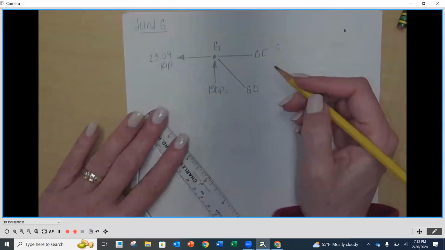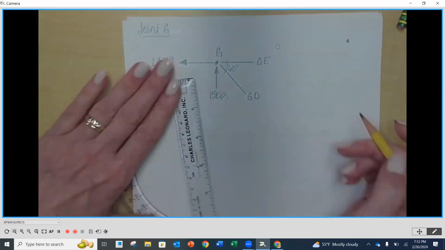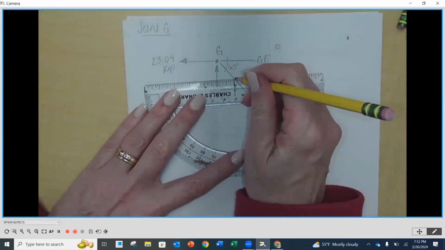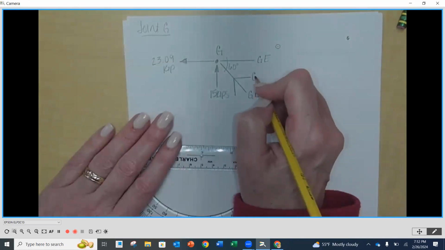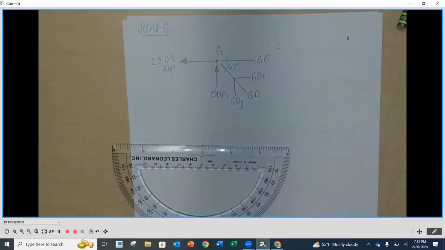Now, as we look here, GD is at an angle. We know it to be 60 degrees, okay? But I'm going to put in here representing my X and my Y components. So this is going to be GDX, and this is going to be GDY. Now I need to put arrowheads on here.